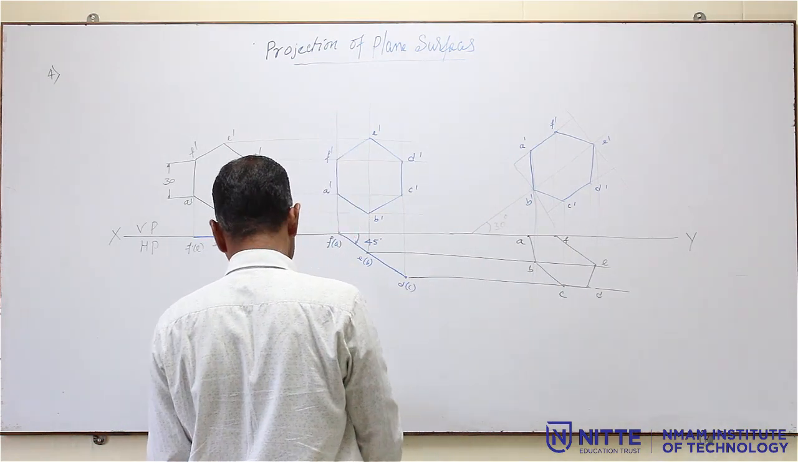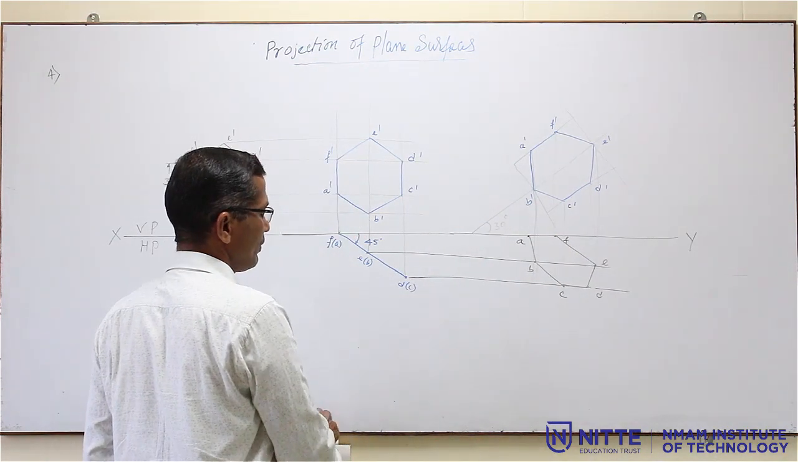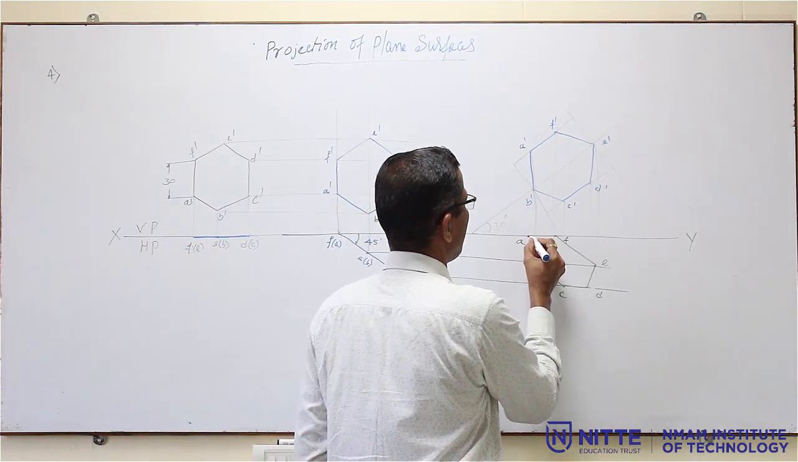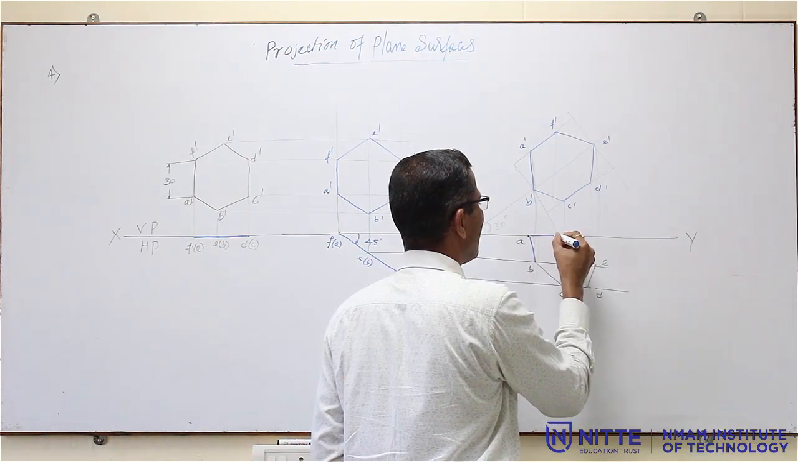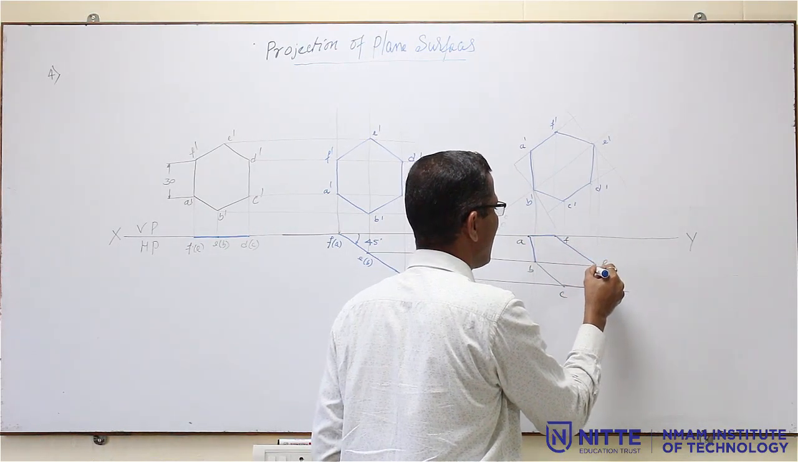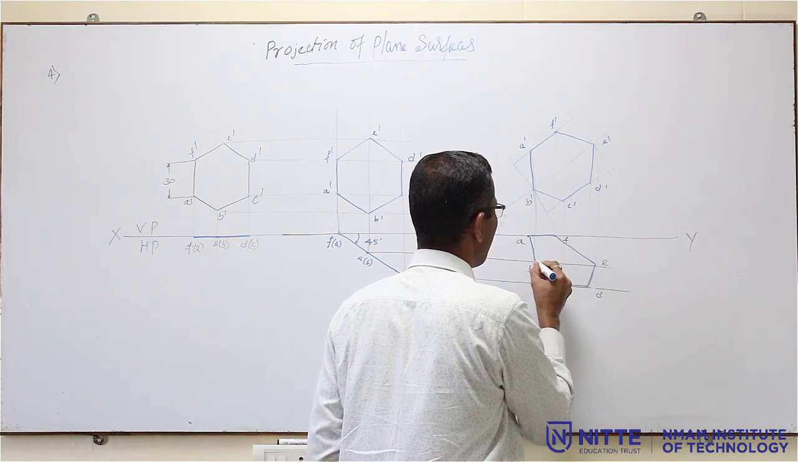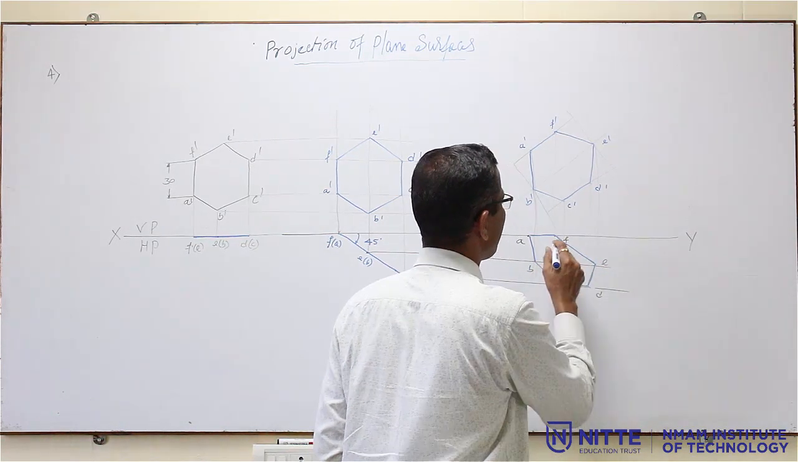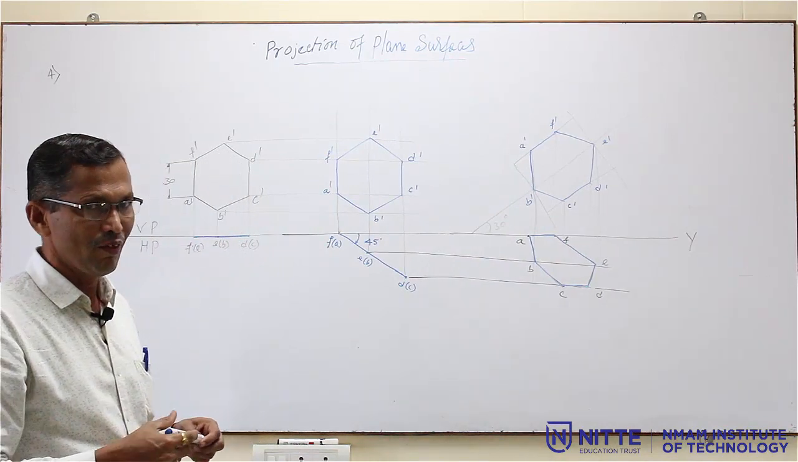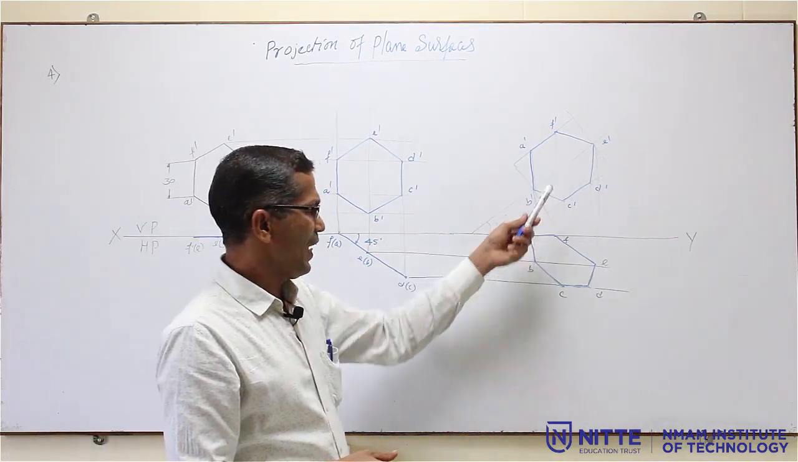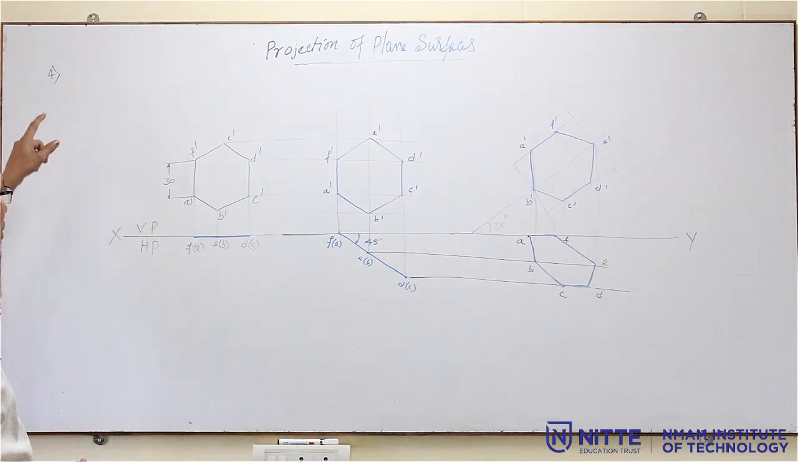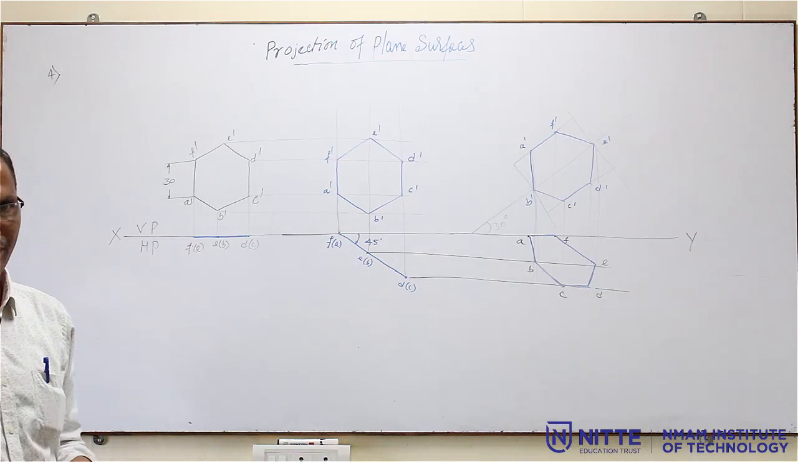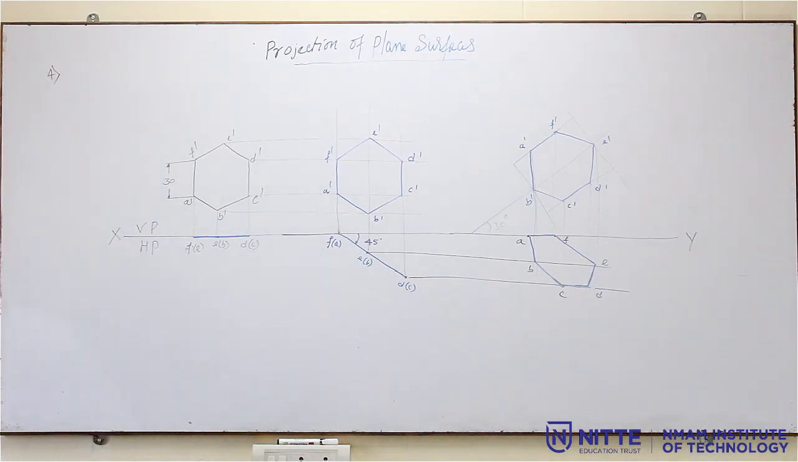So, this is the final view when the diagonal is inclined at 30 degrees and the surface is inclined at 45 degrees. So, finally, the top view looks like this. So, this is the final position, front view and top view. So, this is the solution for the fourth problem. Then we will move to the next problem.